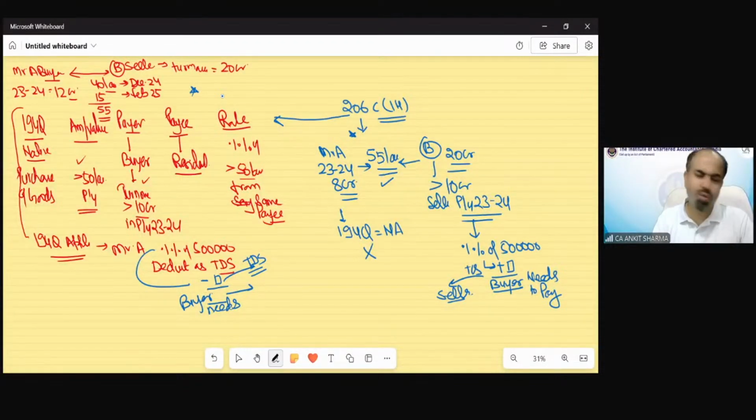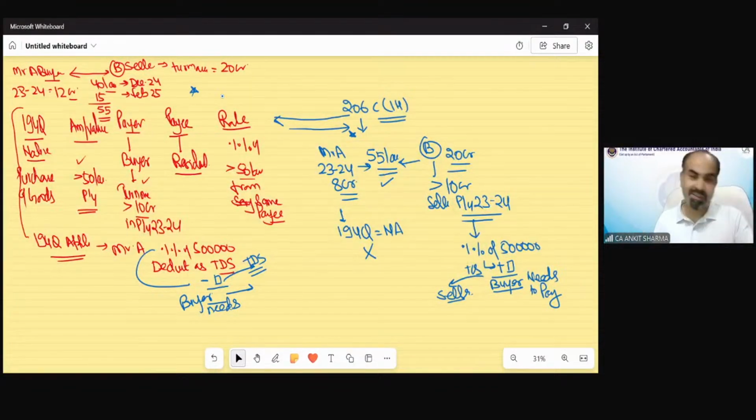Suppose the buyer also does not have a turnover of more than 10 crore. Then neither 194Q is applicable nor 206C1H is applicable. So they are technically correlated, if the transaction is more than 50 lakh rupees in the previous year for goods. But there are two different things you have to remember.